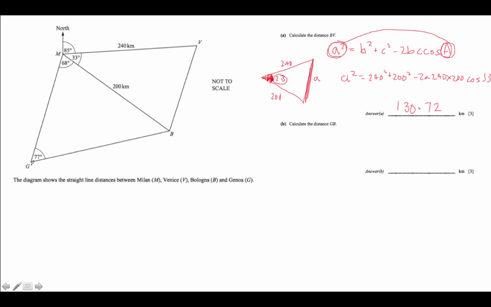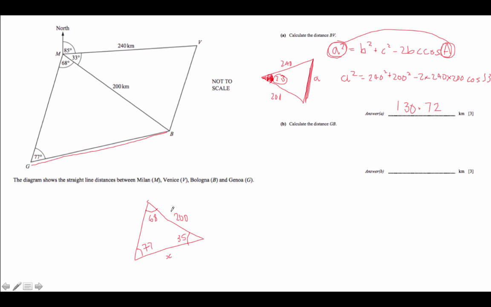So GB is this length down here, and that belongs to this triangle. Let's see what we know about this triangle. Well, we know that this is 68 and this is 77. So we can say that this angle then must be 180, take away the sum of those two, which will give us an answer of 35. We know that this is 200 and we're trying to find this length here. Okay, we'll just call it x.